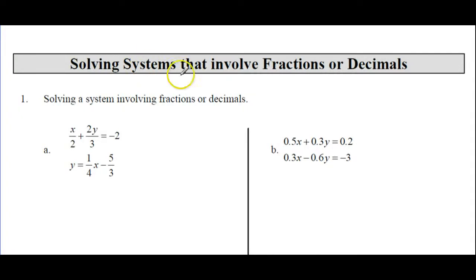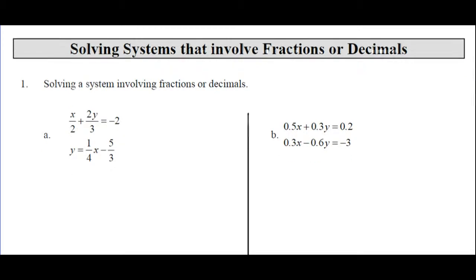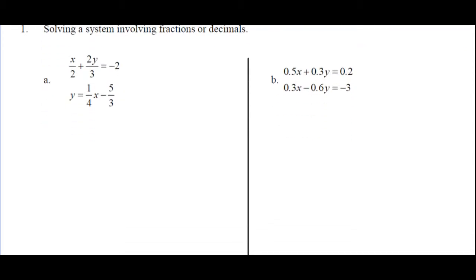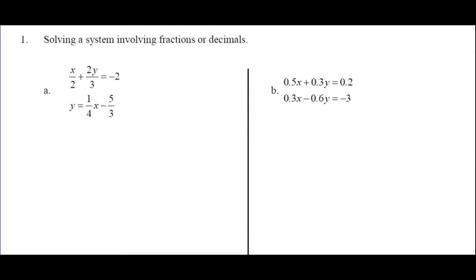Solving systems that involve fractions or decimals. We've kind of seen this before, and there actually is a way to handle it that may be better than what we did. What we want to do is get rid of the fractions or the decimals. So step 1, let's call these 1 and 2 so we know what we're doing, is find the lowest common denominator, which is 6. And so we're going to multiply equation 1 by 6.